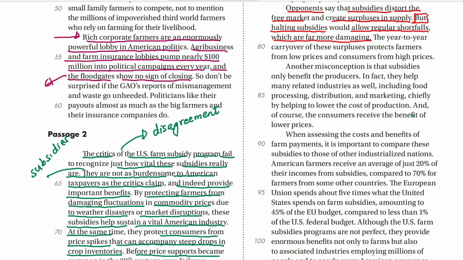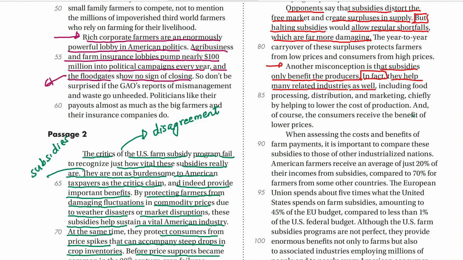Another misconception, everyone has a misconception. Another thing which is not true is that subsidies only benefit the producers. This is a myth, and I don't know where the people who say this came up with it. Another misconception is that subsidies only benefit the producers, only the farmers. In fact, he responds to them here: in fact they help many related industries as well.